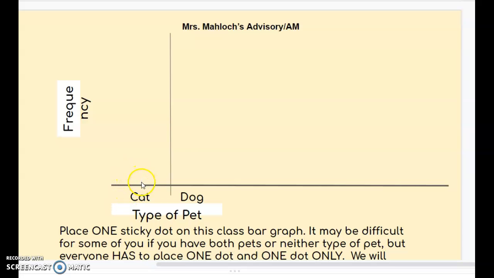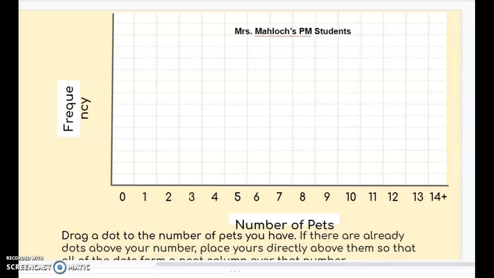This is the bar graph, so you'll either be putting it above cat, dog, or off to the side if you have neither. This is advisory and this is PM. Make sure you put your dot on the correct graph.